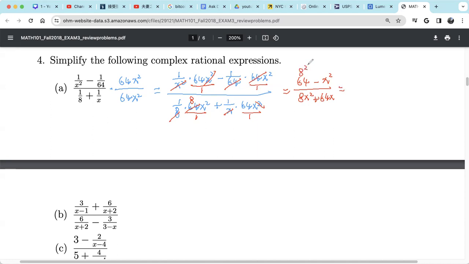64 is a squared. So the numerator can simplify to be a difference of 2 squares, a plus x, a minus x. And the denominator, a, x, is a common factor, right? Then we have x plus a. So x plus a is the same as a plus x. So in the end, this is simplified to be a minus x divided by ax.